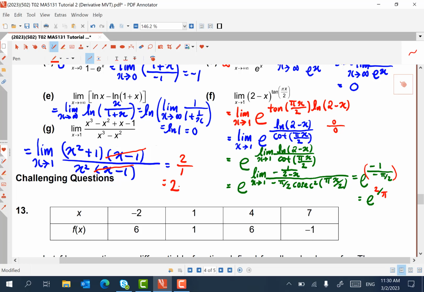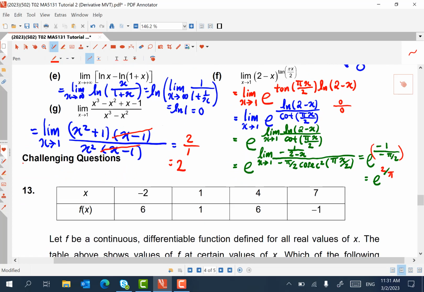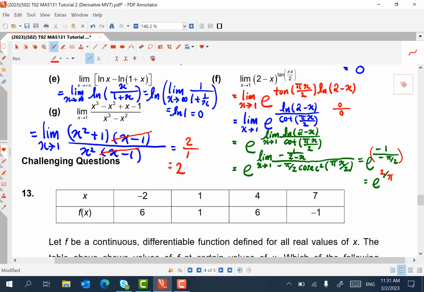No, can, because it's 0 over 0, right? Yes, can use L'Hopital also. L'Hopital will work just as well. Asha, what method do you use for G? What do you use? Yeah, you can L'Hopital it. Yeah, straight.